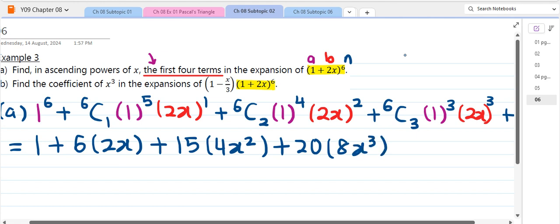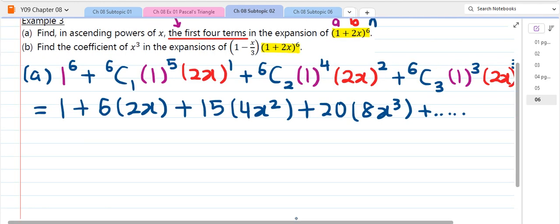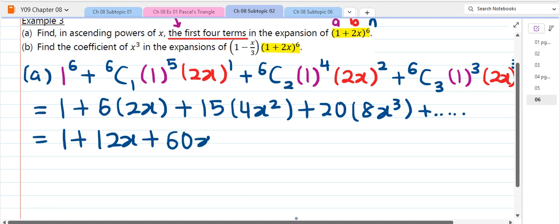So there you have it. The final expansion for this one is 1 plus 6 times 2x, which is 12x, plus 15 times 4x squared, which is 60x squared, plus 20 times 8x cubed, which is 160x cubed. So this is your required answer for part A. So let's move on to part B.